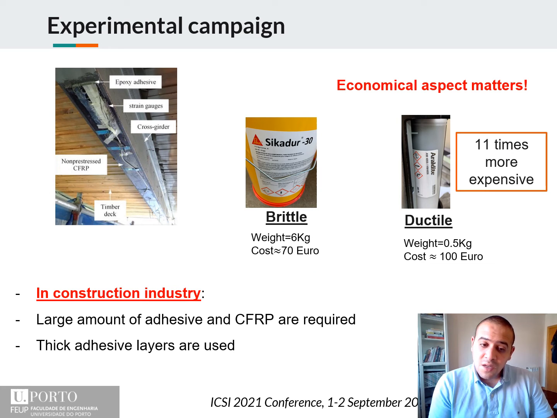in the construction industry, a large amount of adhesive and CFRP are required, and we usually use a very thick adhesive layer. And the economical aspect really matters. As you can see here, the brittle adhesive costs around 70 euros for 6 kilograms. However, the ductile adhesive is much more expensive. For half a kilo it is 100 euros, which is 11 times more expensive. And this is a very important aspect that we need to consider.